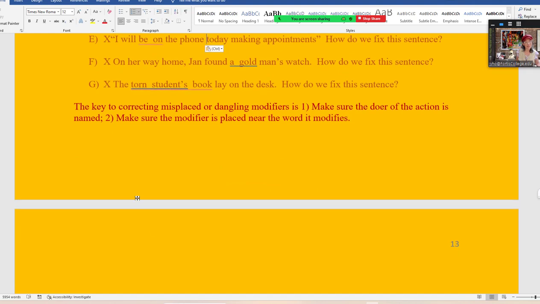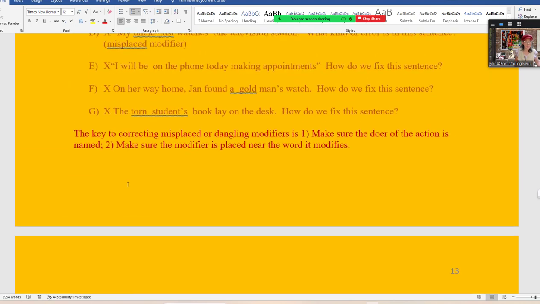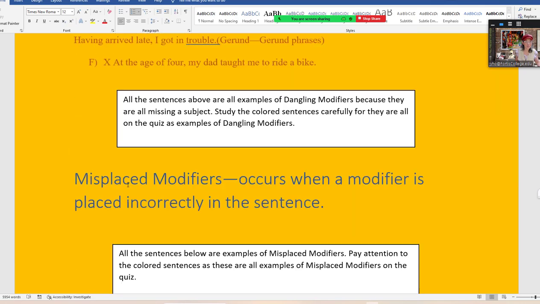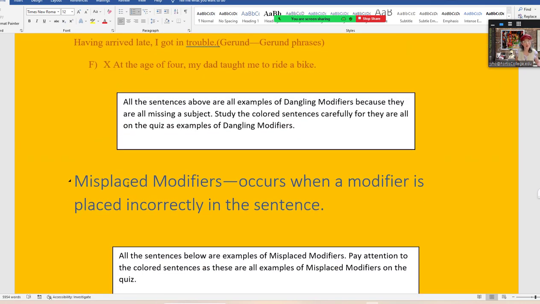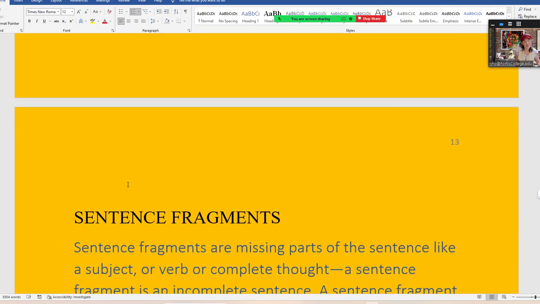Okay, so the key to correcting misplaced or dangling modifiers: make sure the doer of the action is named, and make sure the modifier is placed near the word it modifies. And that's it. Okay, so is this understood? Students tell me this is the hardest part of this lesson.